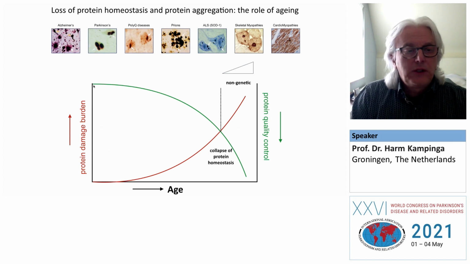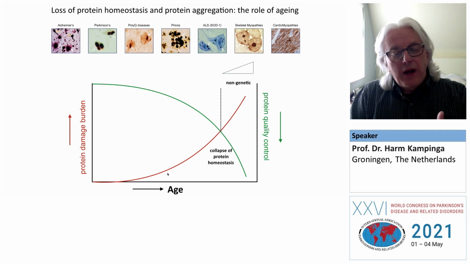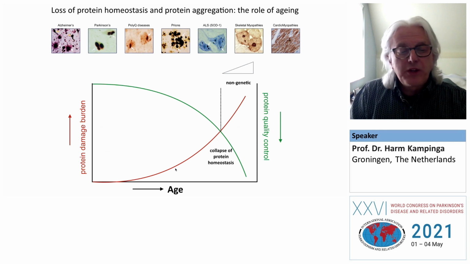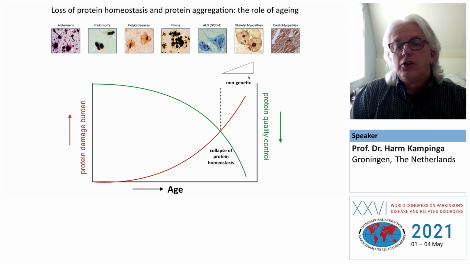What we do know is that with aging, this protein quality control system, the green curve here, actually declines when we get older. At the same time, as a natural process, for instance due to somatic mutations, we accumulate more and more protein damage burden during our lives, which needs extra handling by this protein quality control network. At the point where this burden exceeds the capacity, we have collapse of protein homeostasis, and we get, in this model, the non-genetic forms of many of these diseases.